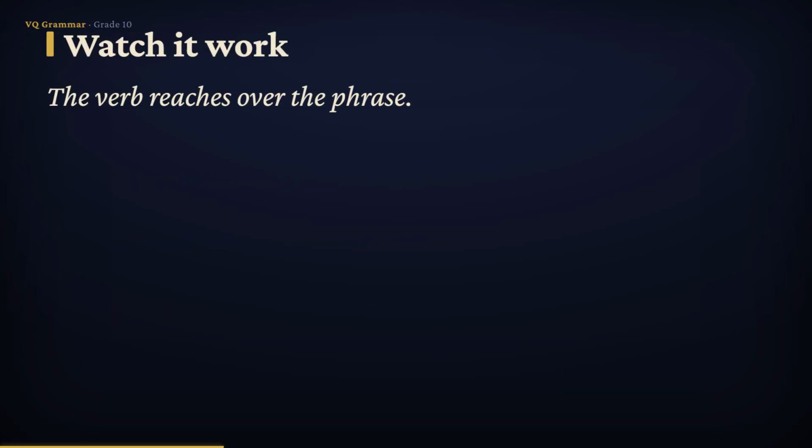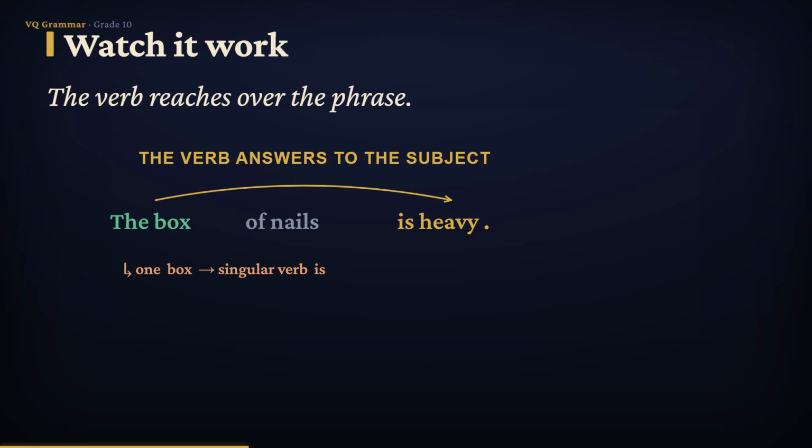Let's run the method on 2 sentences and watch it do its job. First, the box of nails is heavy. Cross out the phrase of nails and see what is left. The box. One box, so the subject is singular, and the verb must be singular too, is heavy. The verb answers to the subject, and only to the subject. Watch how that link jumps clean over the phrase in the middle, as if it were not even there.